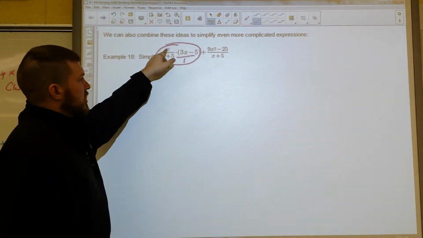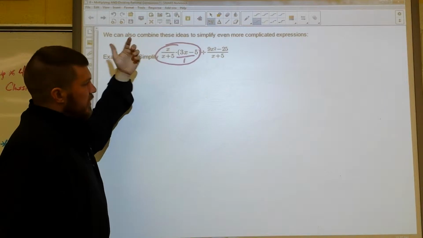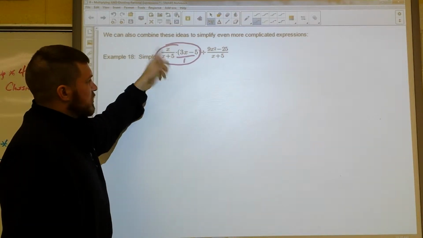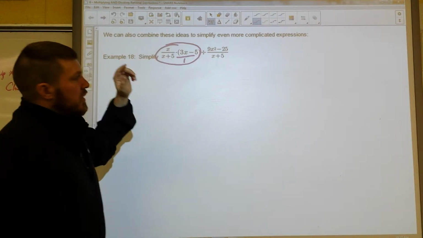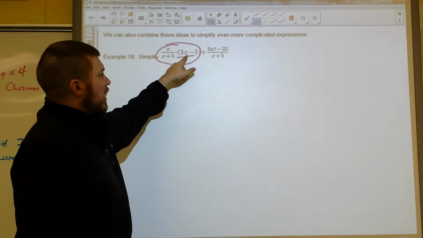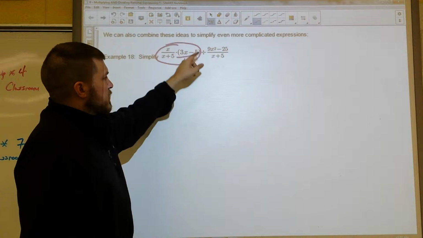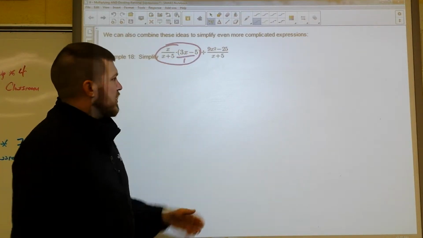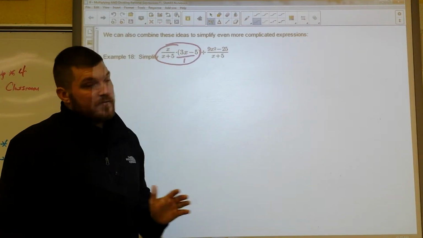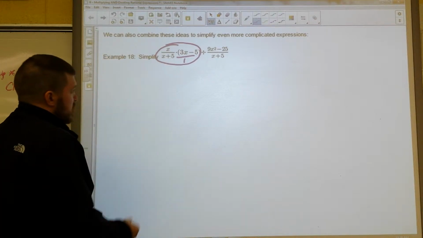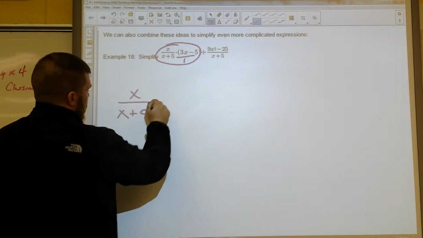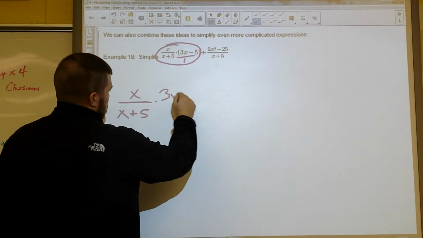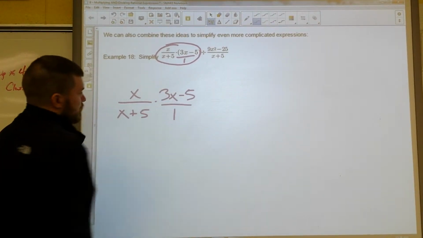For my left fraction, I just have x, can't do anything there. For the bottom of my left fraction, I just have x plus 5, can't do anything there. Now, for my right fraction in the purple, I have 3x minus 5 on top. I can't do anything there, and then on bottom I have a 1. Definitely can't do anything there. So I'm ready to just multiply. So x over x plus 5 times 3x minus 5 over 1.